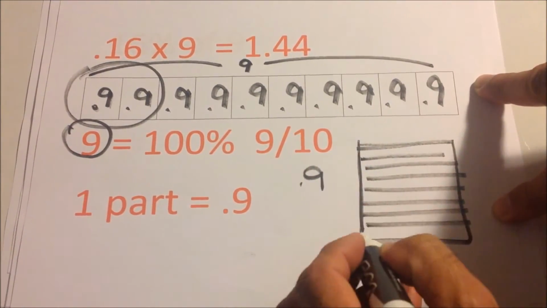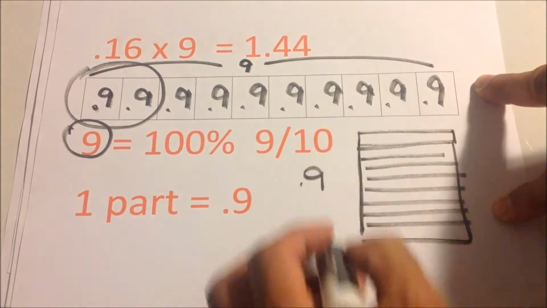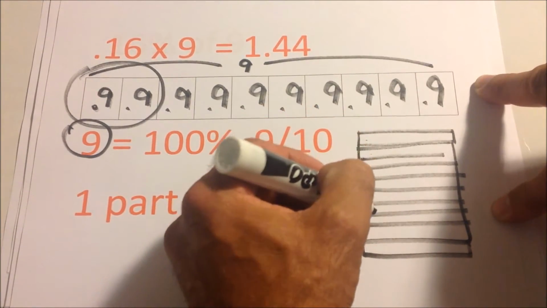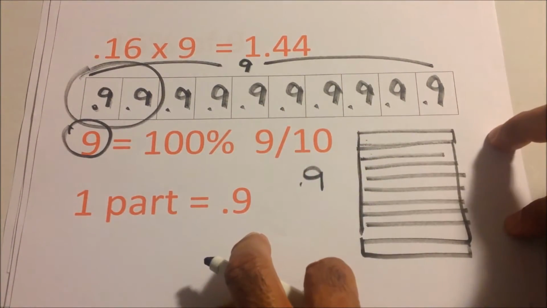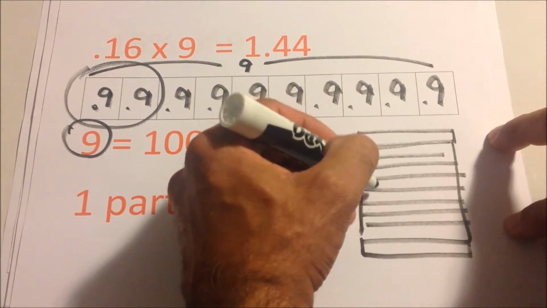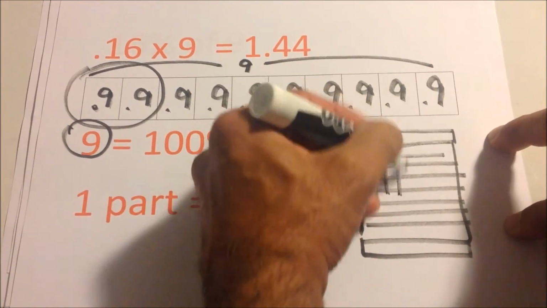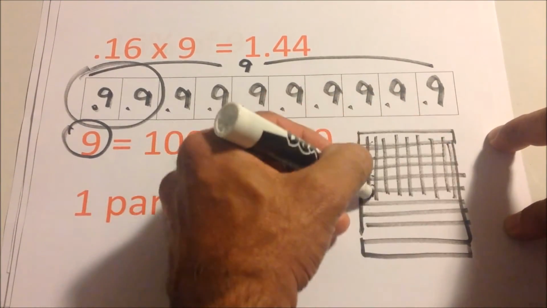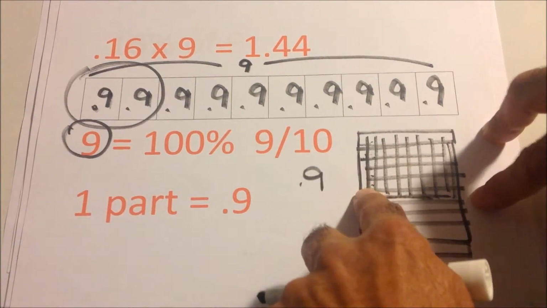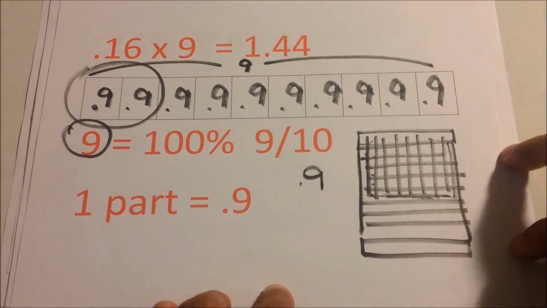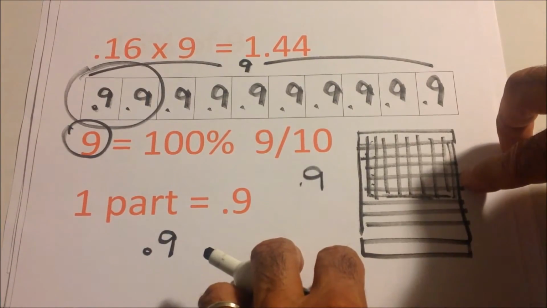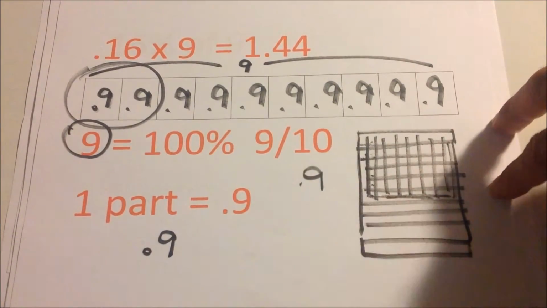Let's make it bigger. Alright, so we have 1, 2, 3, 4, 5, 6, 7, 8, 9, 10. And we only want 6 of these boxes, right? 1, 2, 3, 4, 5, 6. They will be all shaded in. And that represents 16%. So we want 1 and then 6/10, which is 1.6. Okay, so 1 is 0.9. And what is 6/10 of the 9?